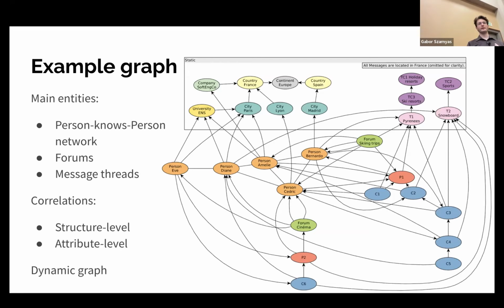And the graph is very heavily correlated both on the structure and on the attribute level. So here in this group of friends, we have people who live in France and they tend to have French names. But also there is correlation on the attribute level because these people are likely friends because they attended the same university. So there are correlations on both the attribute level and the structure level of the graph, which makes quite a few queries more interesting.